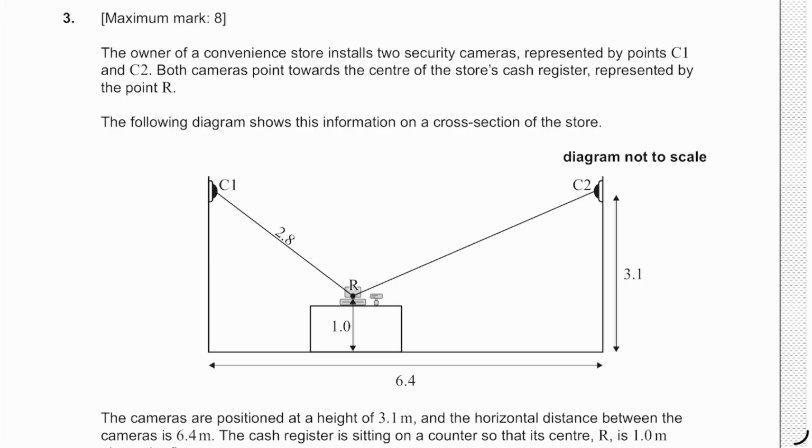Question number 3 is about the topic of trigonometry. So we're going to use trigonometric identities. Okay, let's look at the problem here. The owner of the convenience store installs 2 security cameras represented by C1 and C2. Both cameras point towards the center. Okay, I can see that. Store cash register represented by the point R. Okay, point R is here. The following diagram shows this information on a cross-section of the store.